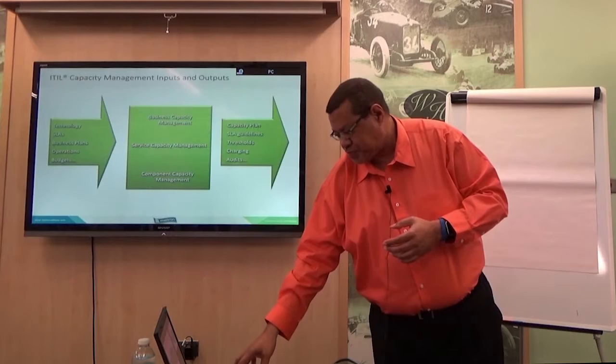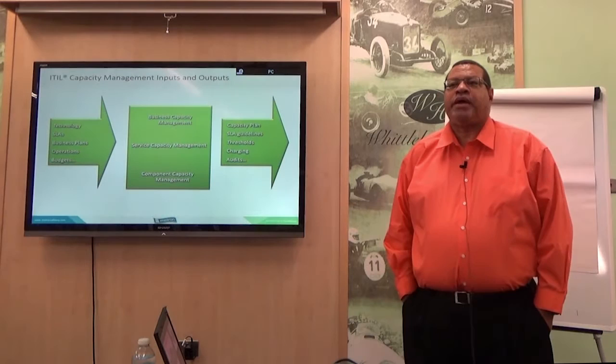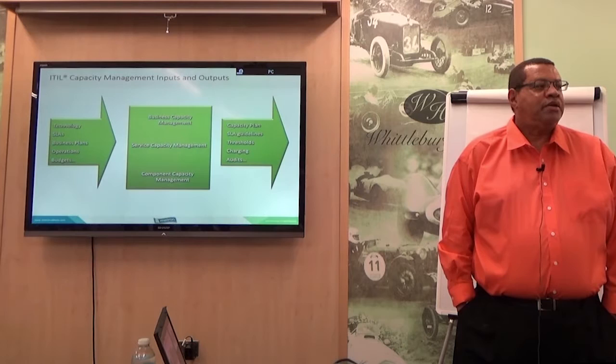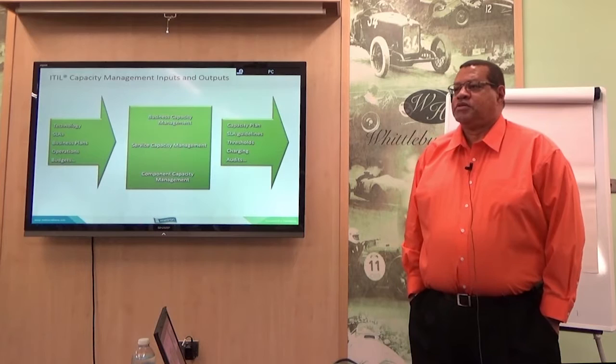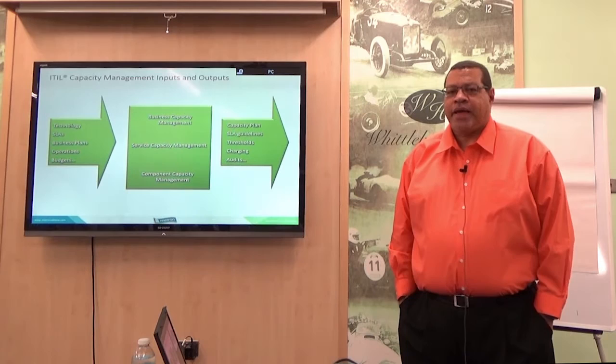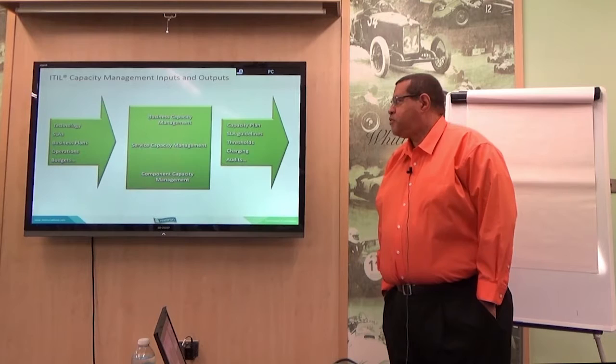For ITIL capacity management, you have inputs and outputs. You've got technology, you've got the SLAs, you've got the business plans, all that information. One of the key takeaways I want you to have as new people within capacity management, especially for System Z or Z Systems or z/OS or whatever it's called today by IBM, is that the more information you have, the better off you're going to be. You can never have too much information from the end users, and the business plans are one of the ways to get that information.